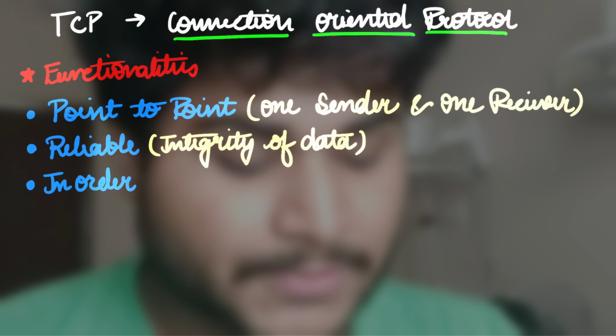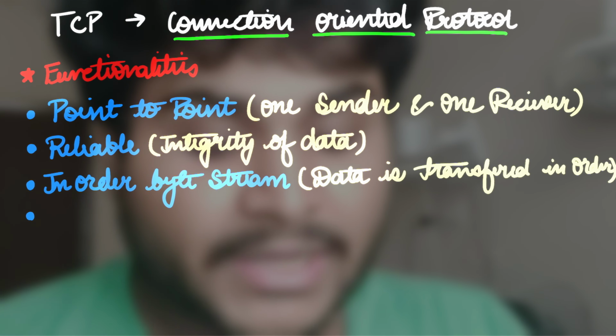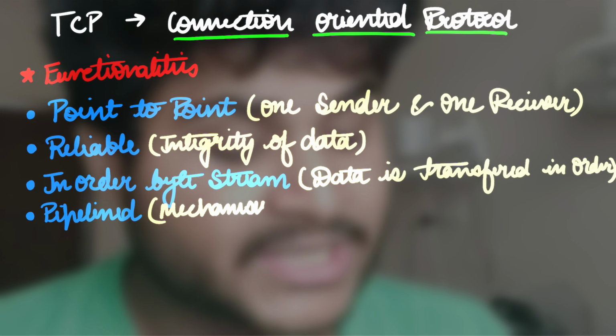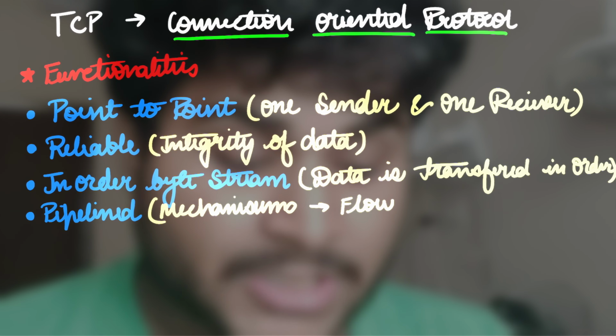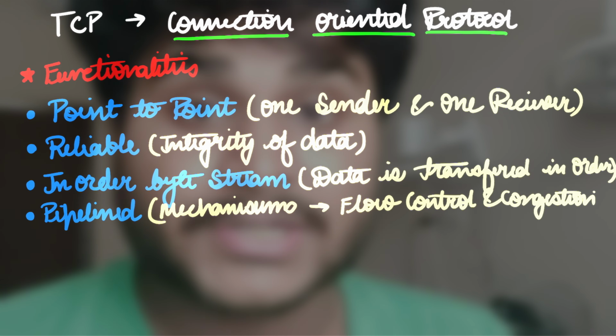This is reliable. This means that it ensures integrity of data. In-order byte stream is there. This means that data is transferred in order. Pipelining is there in this protocol. This means that it has mechanisms to prevent congestion in the network and has mechanisms for flow control as well. So let us consider that the sender, for example, doesn't overrun the receiver. We're going to talk about this later in the video.